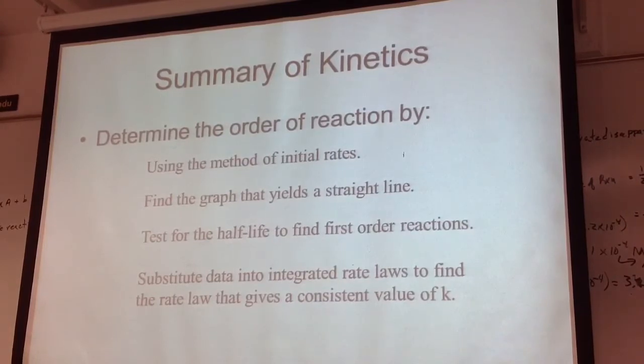Once you get the order, you substitute the data into the rate law to find the consistent value of K. Okay? And that's the other problem. We know the orders of each of the reactants, and we know the rate. We can solve for the rate constant.